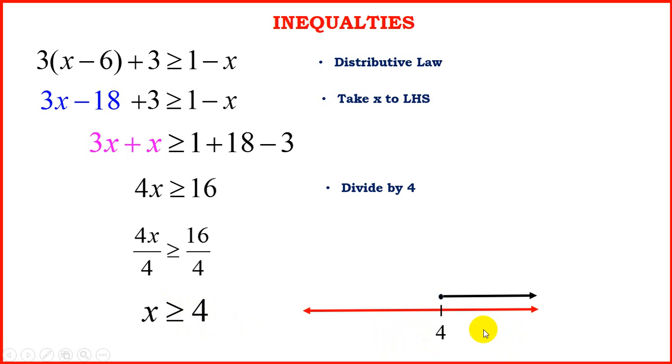So if you look at my number line, I have a closed circle. And the closed circle indicates that it's inclusive of 4 because I have an equal to sign here. And greater than, we're moving towards the right. So all numbers that are greater than 4 are part of our solution. Just a reminder, it is a closed circle because of the equal to sign, and we're moving towards the right.